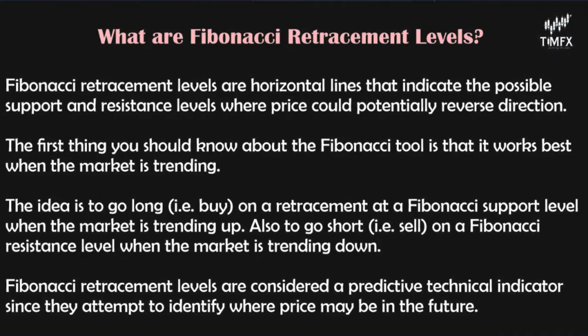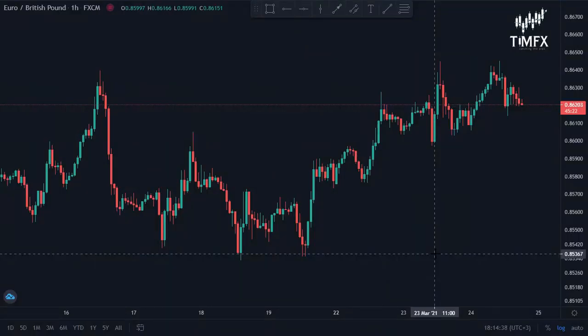So the idea is to go long, that's to buy, on a retracement at Fibonacci support level when the market is trending up. So we have the pullback and the rally. For an uptrend, you buy at pullback, while for a downtrend, you sell at rally. And to go short or sell on a retracement at Fibonacci resistance level when the market is trending down. So Fibonacci retracement levels are considered predictive technical indicators since they attempt to identify where price may be in the future. So let us go to our graph.